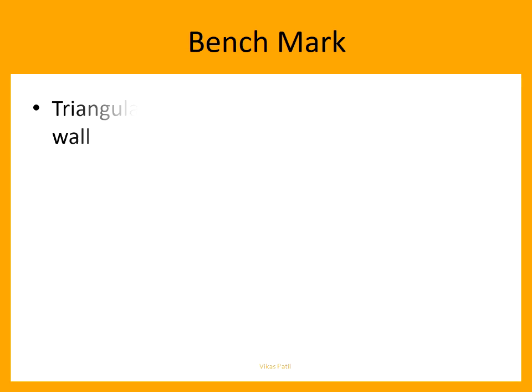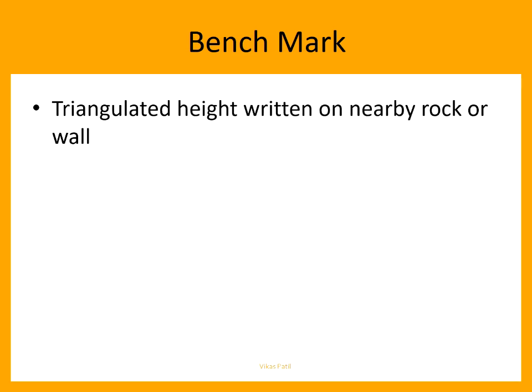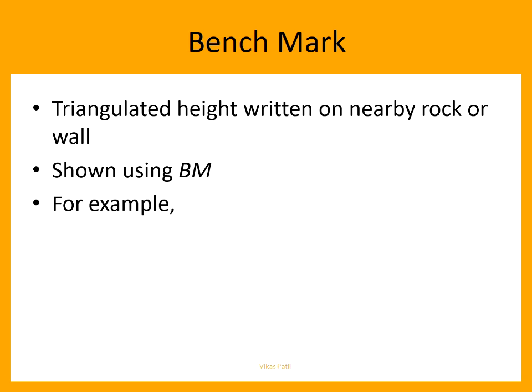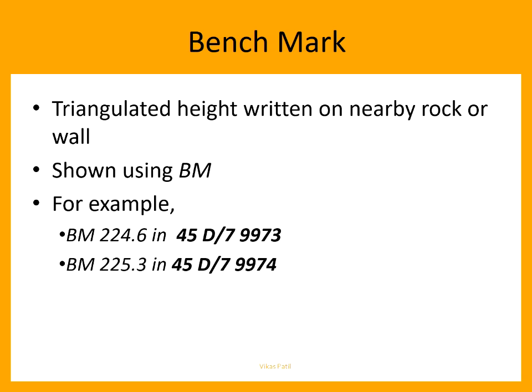Then we have benchmarks. Now, benchmarks are basically triangulated heights written on a wall, a rock. They are shown with the help of a symbol BM. For example, if you go to 45D by 7 in the grid 9973, you will find a benchmark 224.6, and nearby in the grid 9974 you will find another benchmark 225.3.